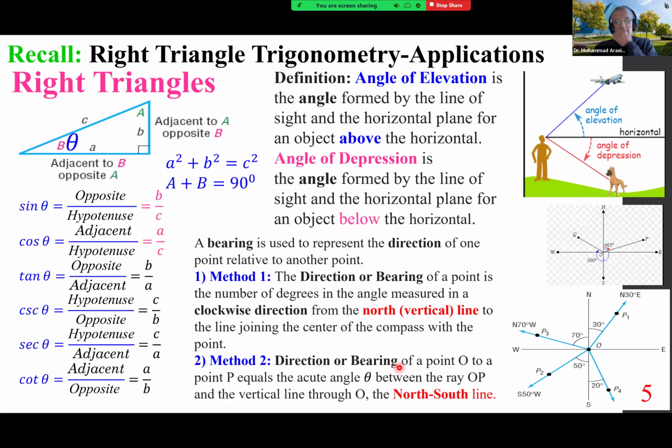The direction of bearing in the second method, you look at the north and the acute angle, an angle between 0 and 90 degrees. So this one would be 30, we say north 30 degrees east. This one compared to south, we would say south 20 degrees east. That's how we do the second method. And so direction of bearing of a point O to a point P equals the acute angle theta between the ray OP and the vertical line through O, the north-south line.